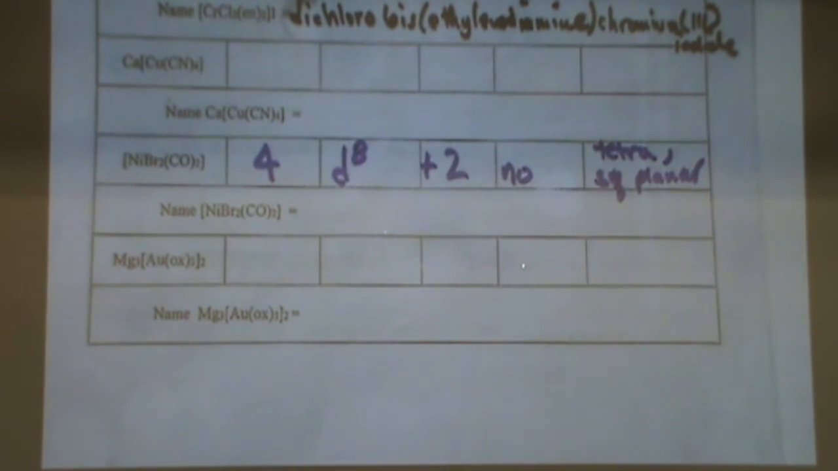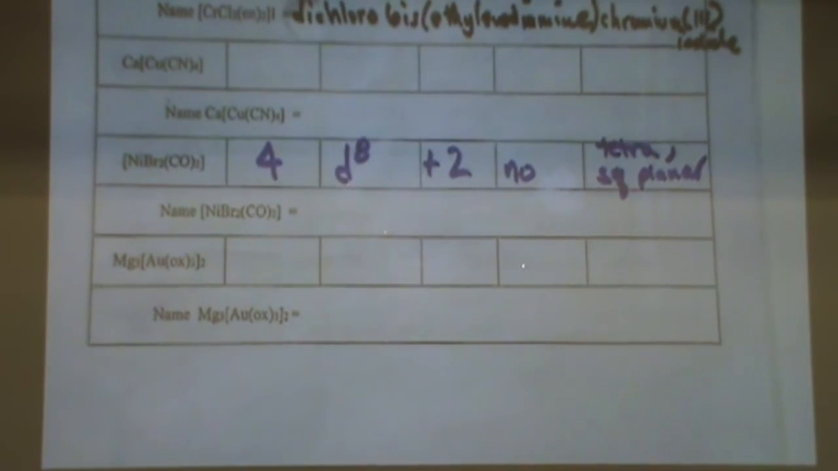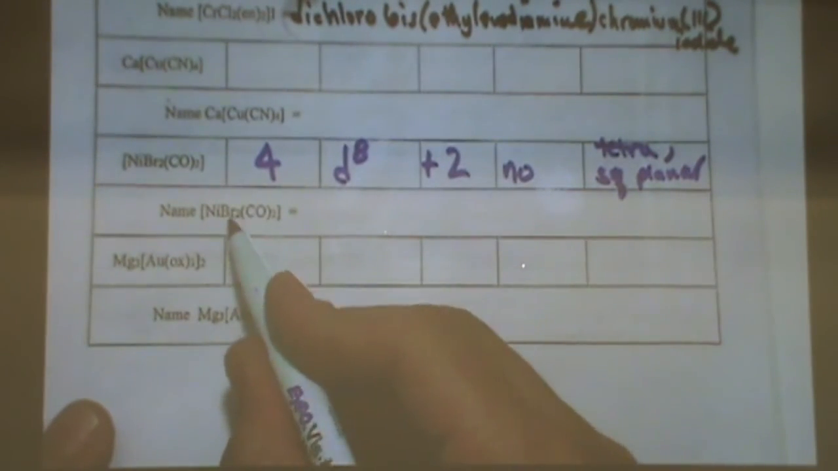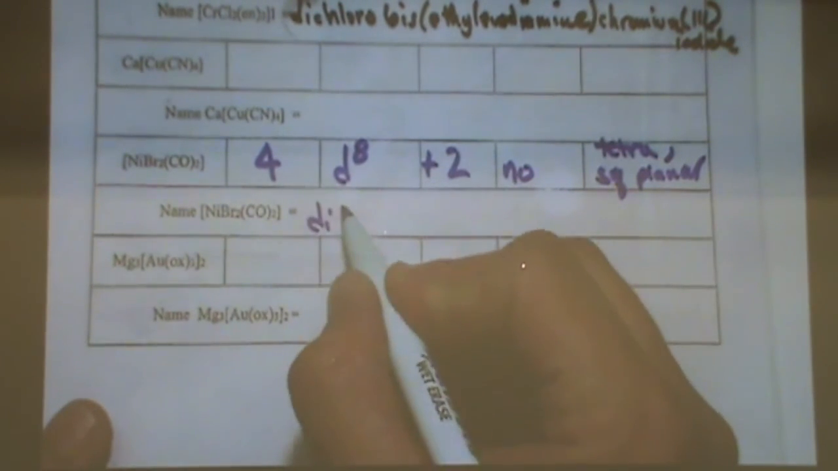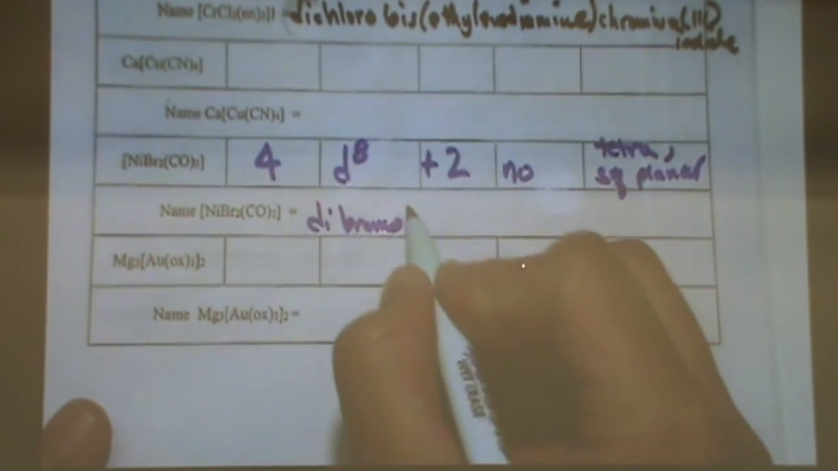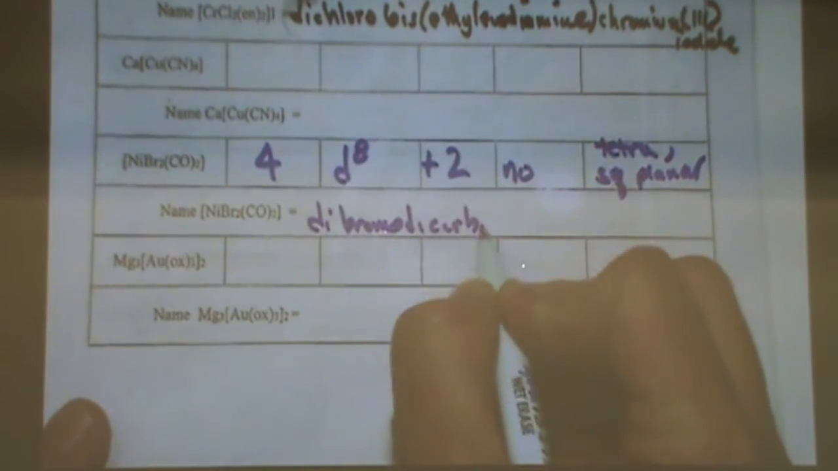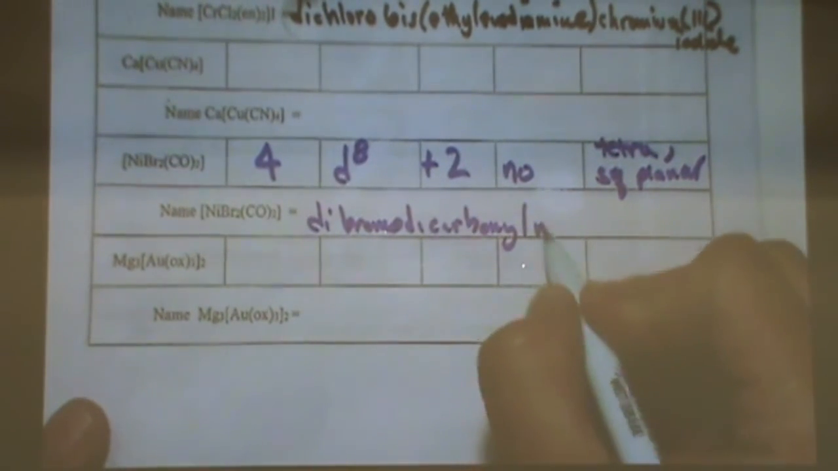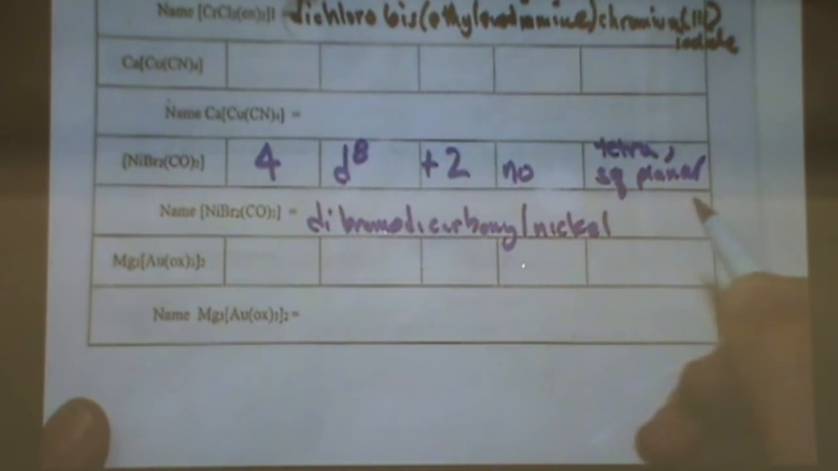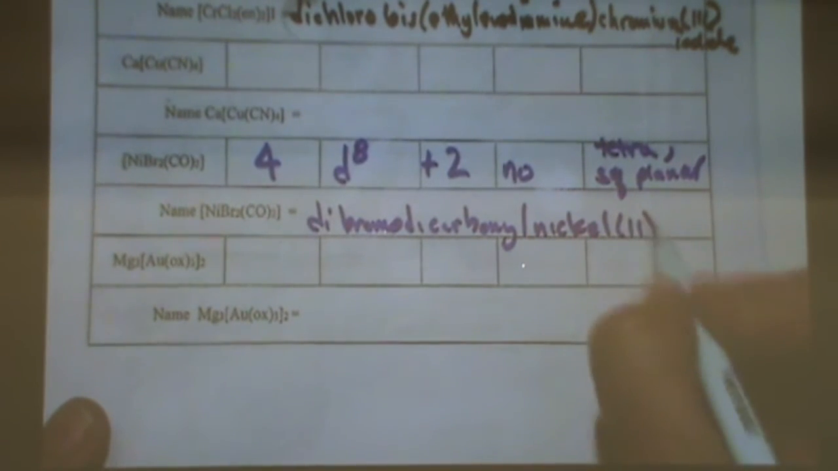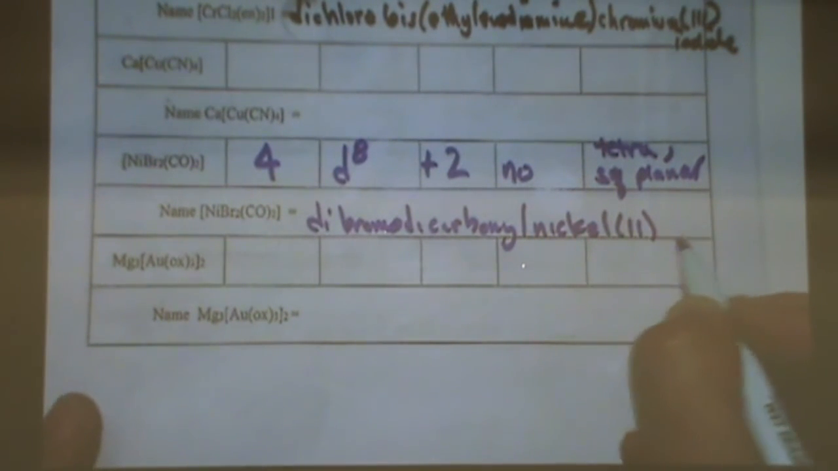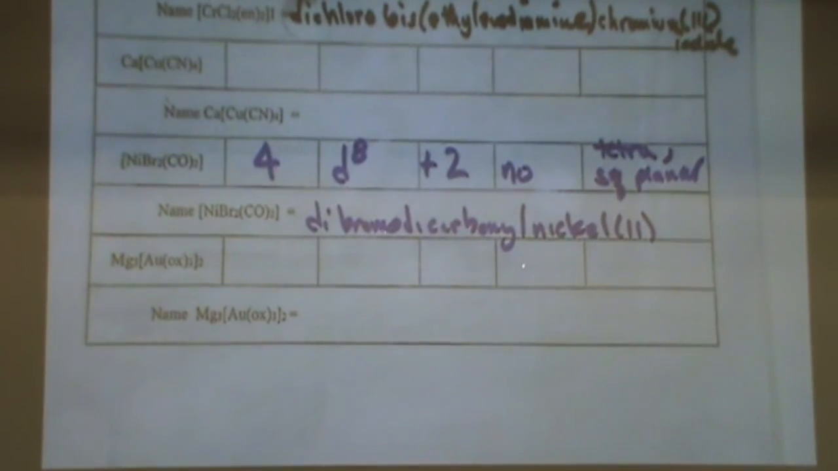So let's try to draw both. Oh, name it first. Okay. You want which one? Bromo or carbonyl first? Bromo. Okay, so dibromodicarbonylnickel, just nickel? Okay, (0). That's it. Yeah, when it's neutral, it's just one name, like Madonna. Just one name. Okay? So, now let's draw these.